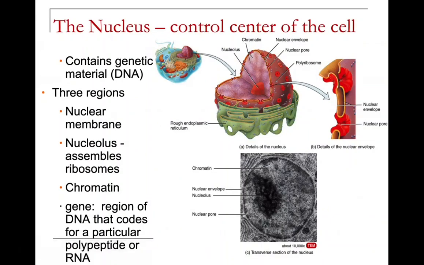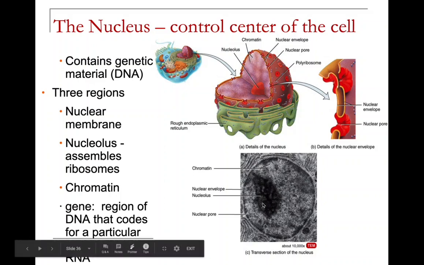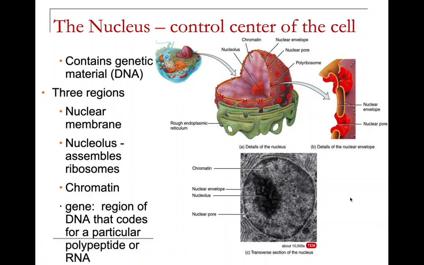The nucleus is the control center. It's going to contain your genetic information, or DNA. There's 3 regions to it. The nuclear membrane that's on the outside, the nucleolus, which is going to assemble the ribosomes, your chromatin, which is your genetic information. Chromatin just refers to the loosely coiled genetic information inside the nucleus.